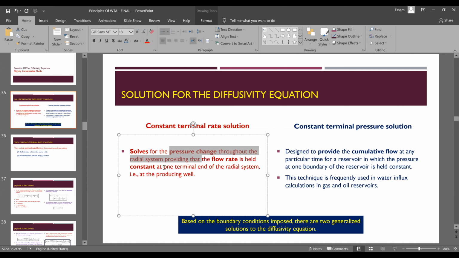This is why, in the case of Horner, he used what we call superposition time. Why? To overcome the problem that the well was on production at various rates in its history. However, the analytical model says that the well should be on production at constant rate. This is the issue.